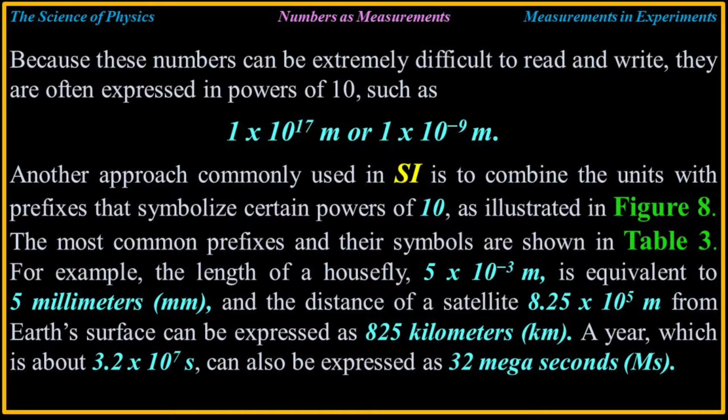For example, the length of a housefly, 5 times 10 to the negative 3 meters, is equivalent to 5 millimeters, or mm. And the distance of a satellite, 8.25 times 10 to the 5th meters, from Earth can be expressed as 825 kilometers, km. A year, which is about 3.2 times 10 to the 7th seconds, can be expressed as 32 megaseconds. That's 32 capital M-S, mega. Mega is millions.